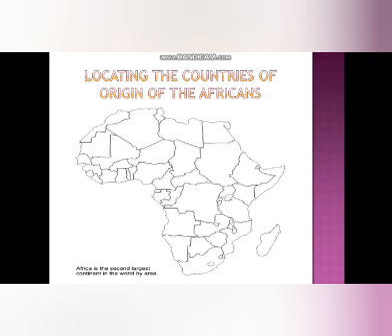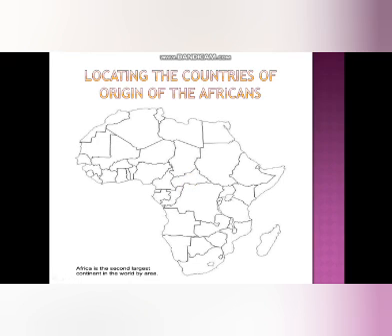We also have Zambia, and Zambia can be located right here. Beautiful. And also the Democratic Republic of Congo. So the Democratic Republic of Congo can be located right here. And we also have the Central African Republic, and this is right here.